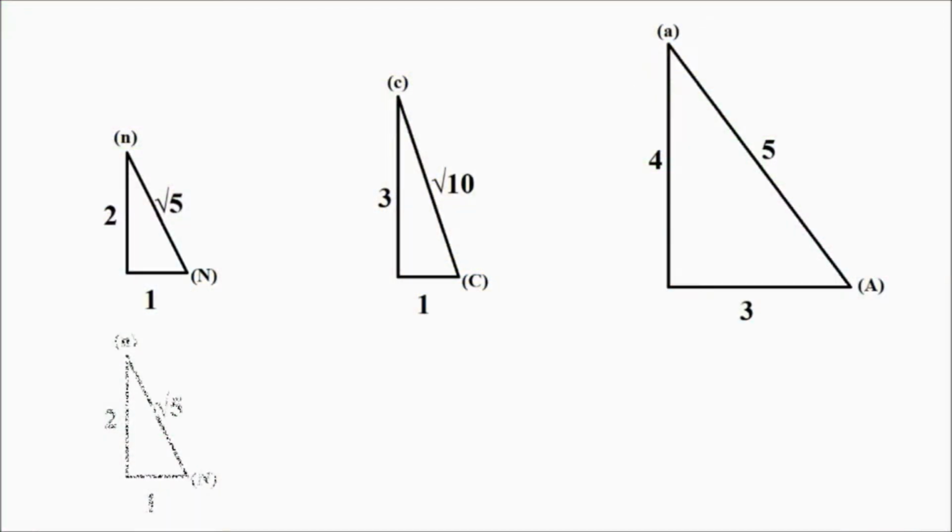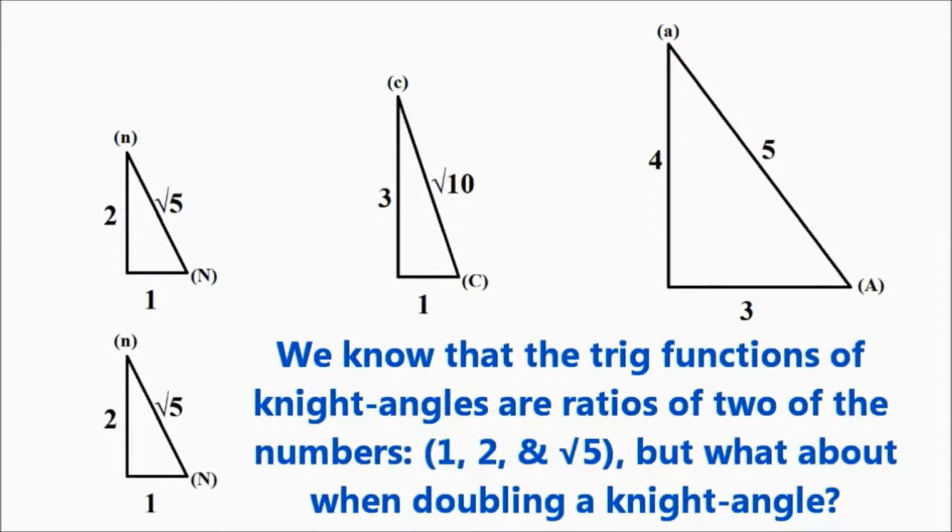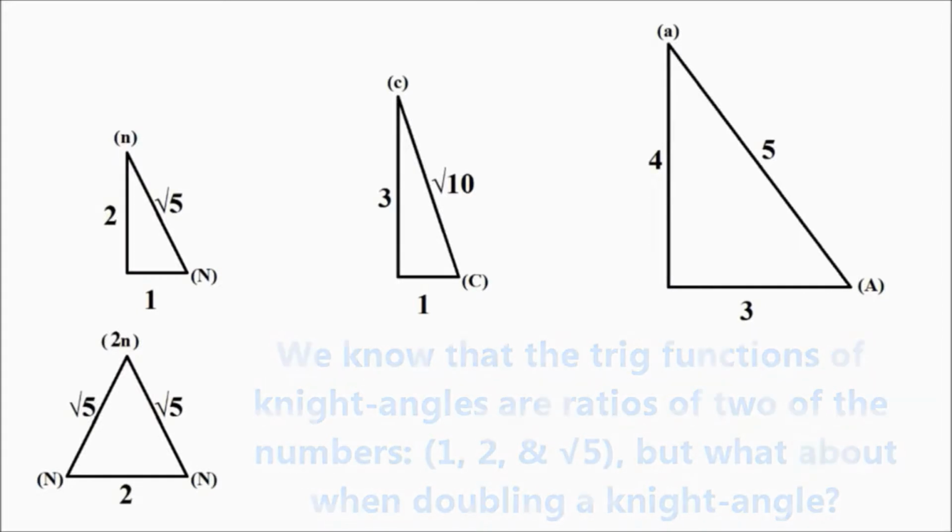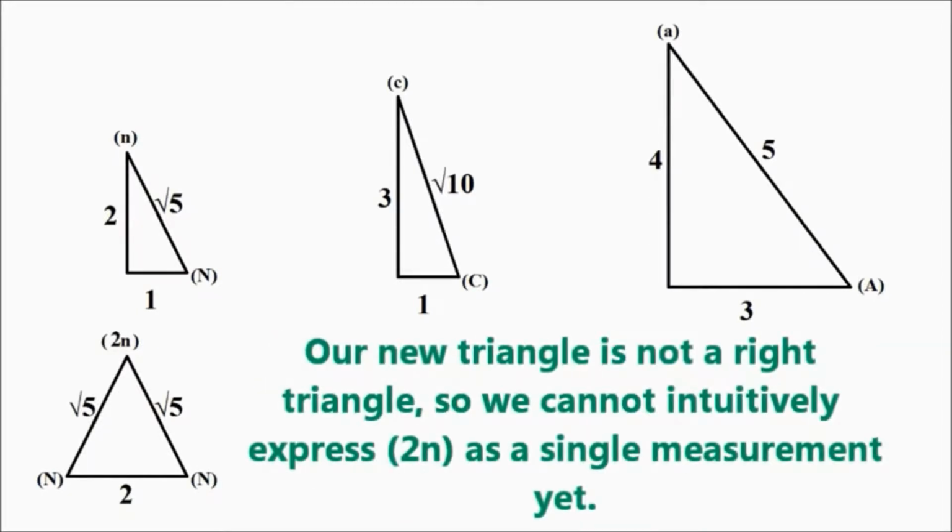In this video, let's start by deriving the double angle formulas. We'll use a knight angle as an example. We already know that the trig functions of a knight angle are going to be ratios of the numbers 1, 2, and the square root of 5. But when doubling a knight angle, it's not so intuitive what the trig functions of this angle are going to be, because the angle doesn't begin at a horizontal or vertical line.